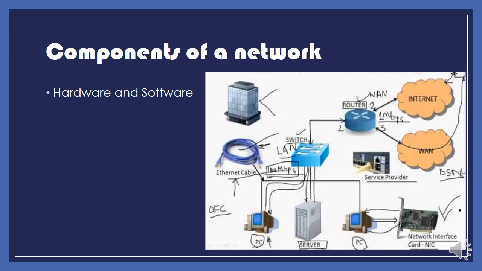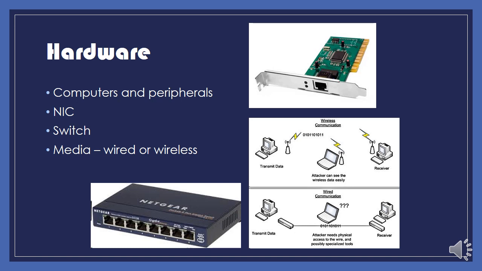We need two components to run a network: the hardware and the software. On the hardware side, obviously you need your computers and their peripherals. Remember, peripherals are your mouse, your screen, anything attached to the computer. You need a network interface card. That's that little green card in the picture. That's in every computer that wants to communicate on a network.